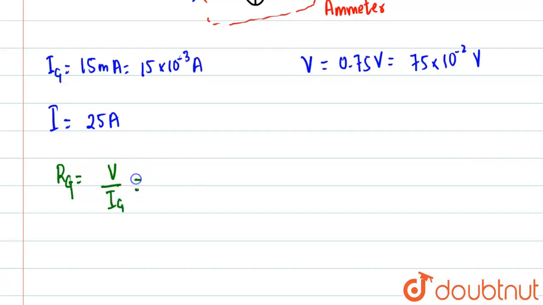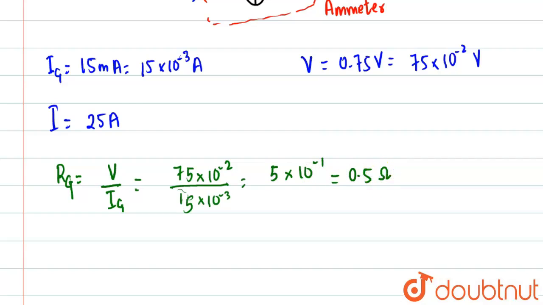V is 0.75, which is 75 × 10^-2, divided by 15 × 10^-3. This comes out to be 75 by 15, which is 5, so 5 × 10^-1, which equals 0.5 ohm. Okay, so we have this.